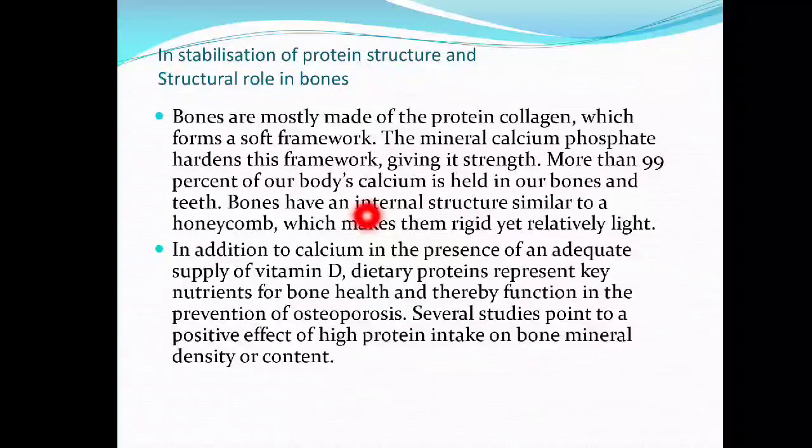Next, the role of calcium in stabilization of protein structure and its structural role in bones. These bones are mostly made up of the protein collagen, which forms a soft framework. The mineral calcium phosphate hardens this framework, giving it strength. More than 99% of our body's calcium is held in our bones and teeth. The bones have an internal structure similar to a honeycomb, which makes them rigid yet relatively light.